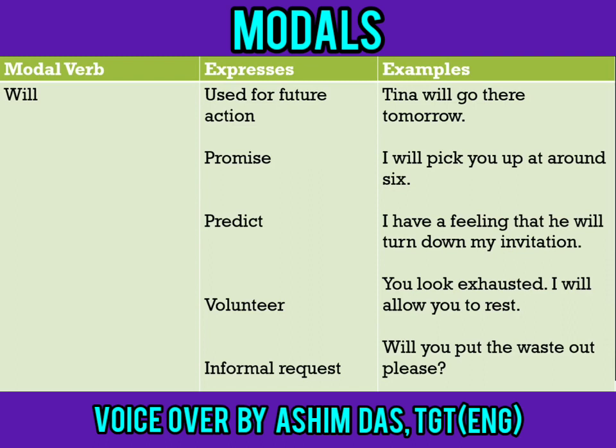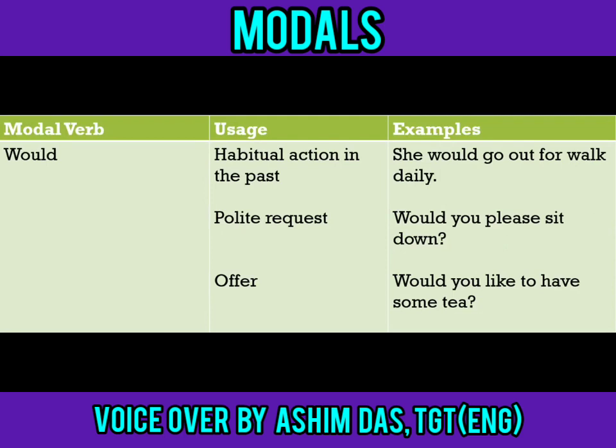Let's go to the next modal verb, and that is would. Would expresses habitual action in the past. Example, she would go out for walk daily. The second usage is to make a polite request. Example, would you please sit down? And the third usage is to make an offer. For example, would you like to have some tea?